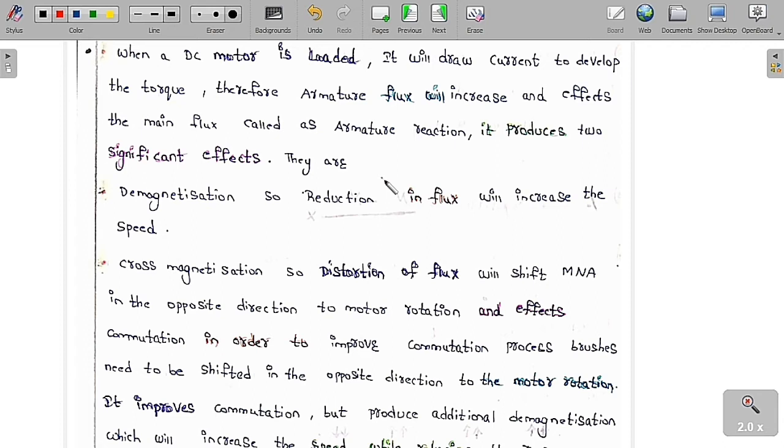Therefore, as the current increases, the armature flux increases, so it is going to affect the main field flux. The interaction of the armature flux and the main field flux is called the armature reaction. So it will produce two significant effects.